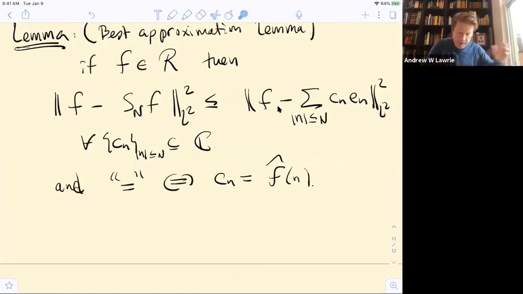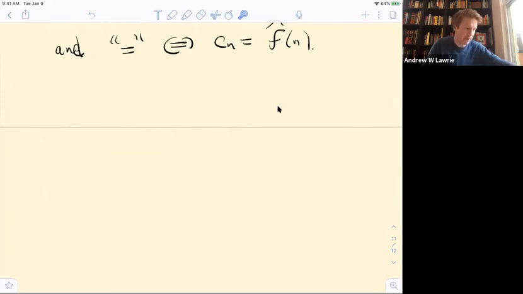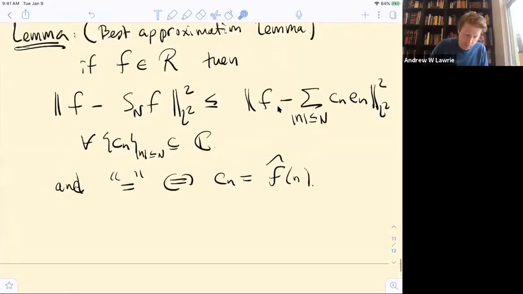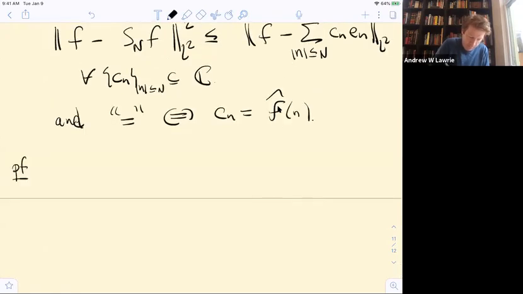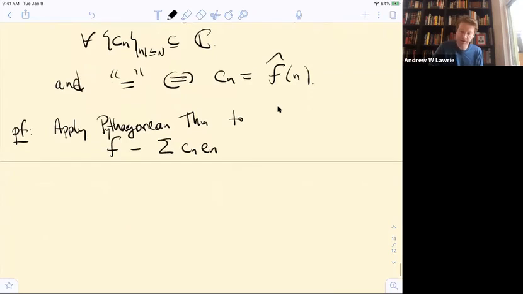Okay, so what's the picture? You were telling me you have the right picture in your head by the question. Or maybe let me prove this real quick, and then let me draw a picture. So the proof is just to apply the Pythagorean theorem to f minus the sum of Cn En, where the Cn's are arbitrary complex numbers.